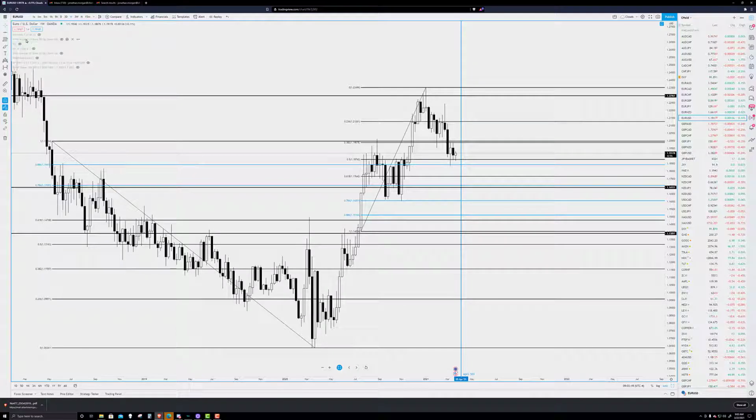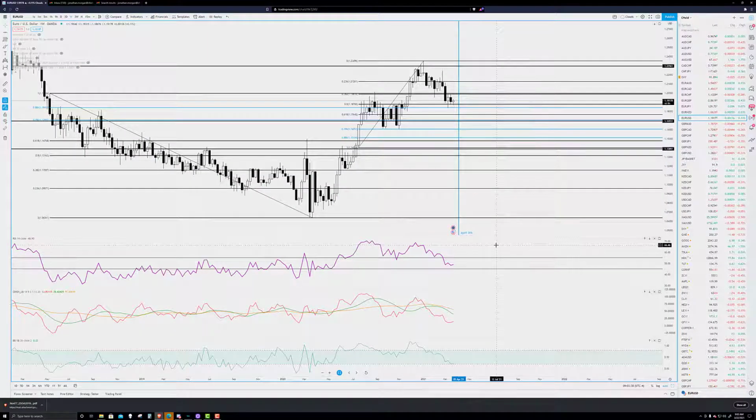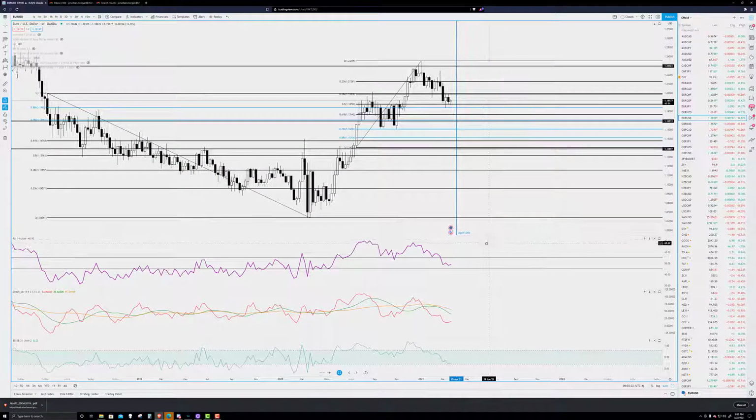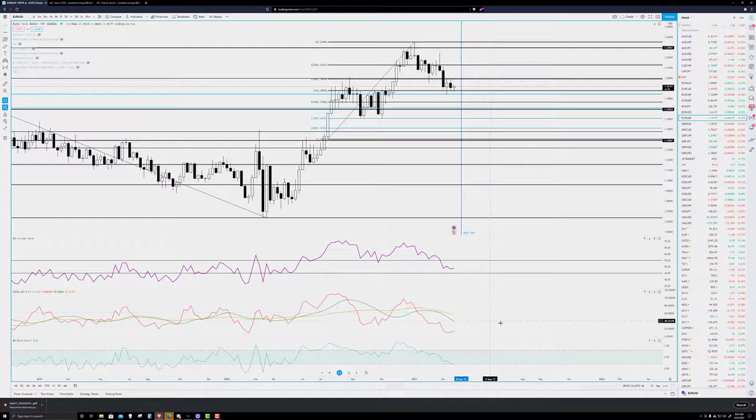I want to take a look now, because we have spent 3 weeks bouncing off of this kind of value area, at my oscillators to see if there's any reason why I wouldn't want to consider taking a long here. First, it's actually pretty neutral. So the RSI is at 50.